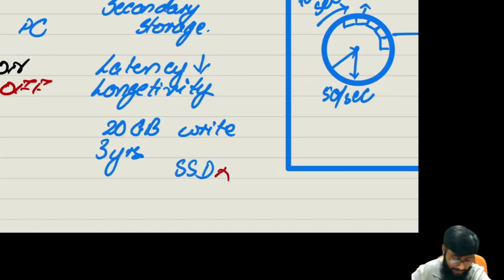Now how are you going to write? For example, you have a 128 GB drive, and you wrote 20 GB. You delete that 20 GB, and on the next day you again install 20 GB on it, then again you delete it, and again you install it. In this similar format, if you do this for 3 consecutive years, the life of an SSD will be wound up. So that was a major drawback for an SSD.